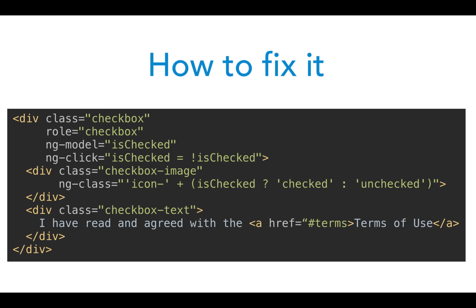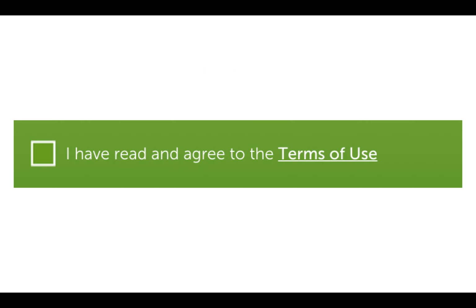Fortunately, fixing this is pretty straightforward. All that we need to do is move the ngClick up from the checkbox image div into the checkbox div. And that means that the whole thing becomes clickable, it becomes keyboard navigable on its own, and therefore it becomes much more consistent with the way that checkboxes are supposed to work. So I can give the whole thing focus and activate it from the keyboard, just like that. And I can still navigate to any hyperlinks or anchor tags inside the text, but that's kind of independent from actually activating or navigating the checkbox.